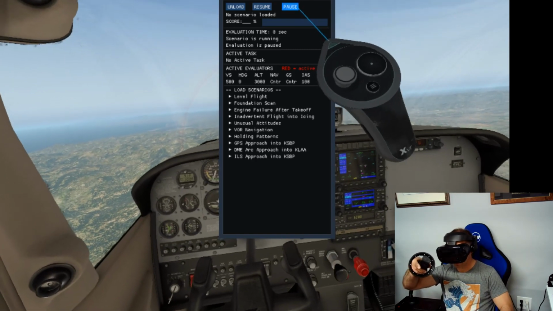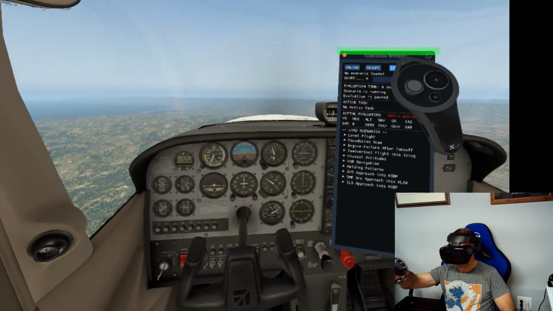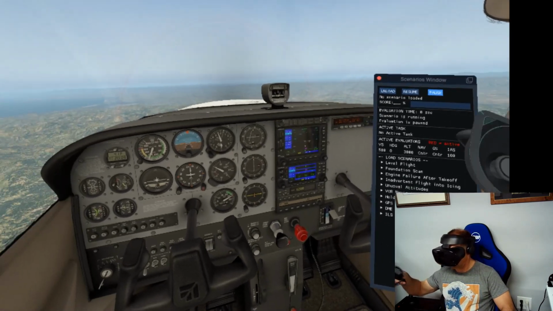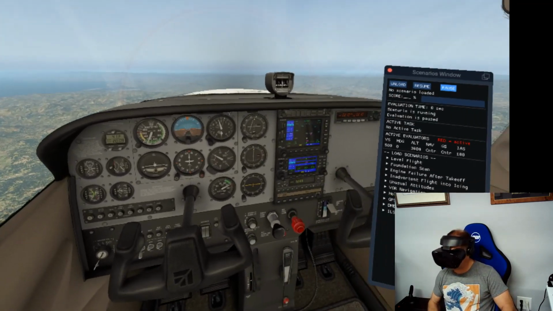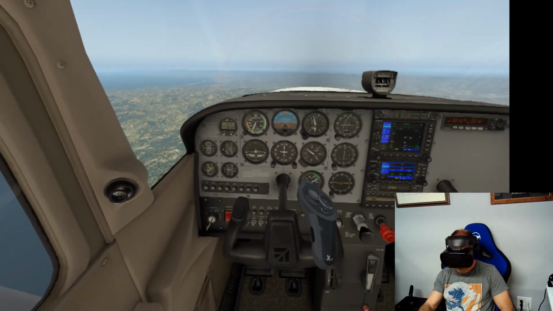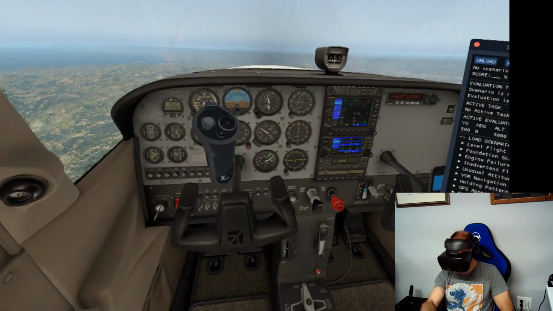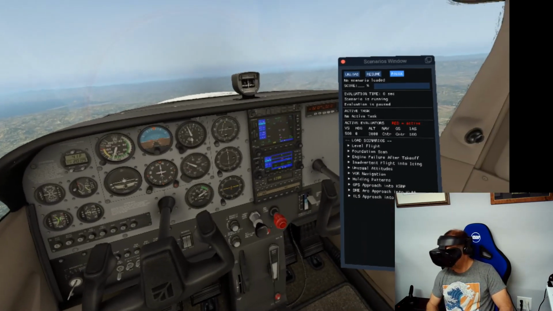Okay, I'm going to go ahead and pause it now, and move this a little bit out of the way. All right, so initializing the position puts us right where we need to be, at the right altitude, at the right heading and airspeed, 120 knots.